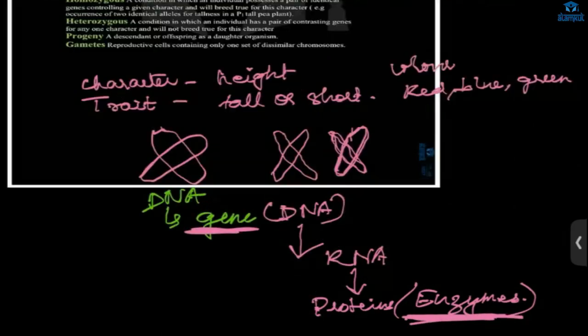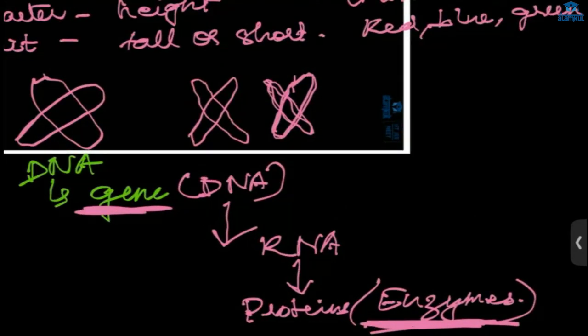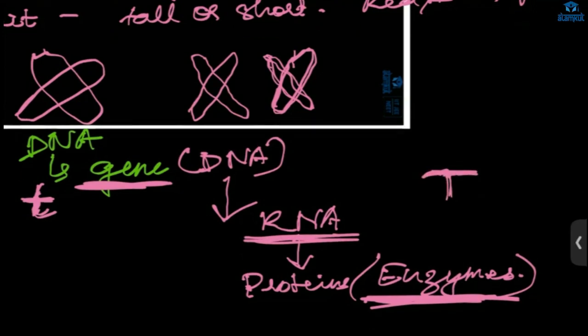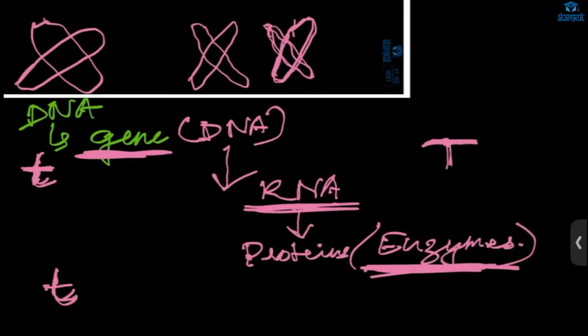There will be variation. Suppose in the gene there is some change. There was a tall gene, and there was some change and it became the small one, small t. Because of that, whatever RNA it encodes will be different, and the protein it encodes will be different. It will produce a lesser amount of the enzymes which help the person to grow tall. So the person will be small. Everything is the work of the gene.